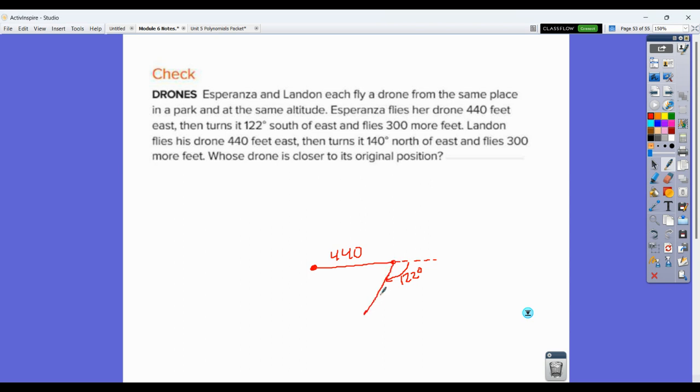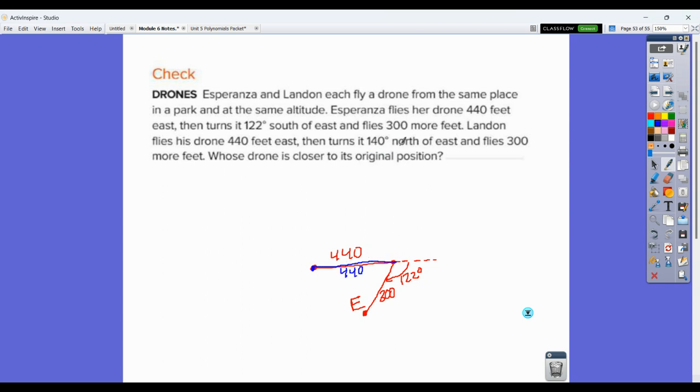So we're going to go 300 more meters here, if we can follow that idea. This is where Esperanza's drone is ending up. And then we are going to, again, from this starting place here, have Landon fly his drone 440 feet east. So we're going to go on that same measurement there, 440 feet east.